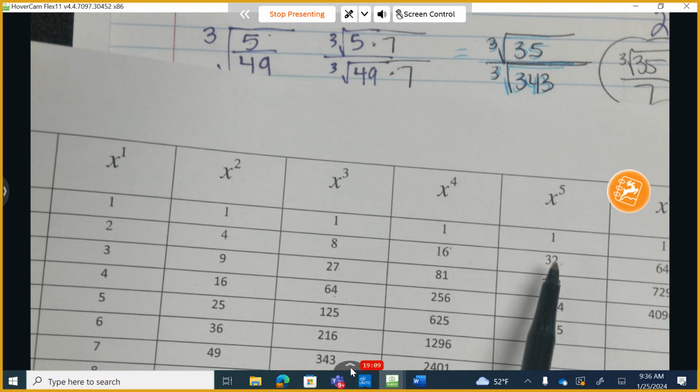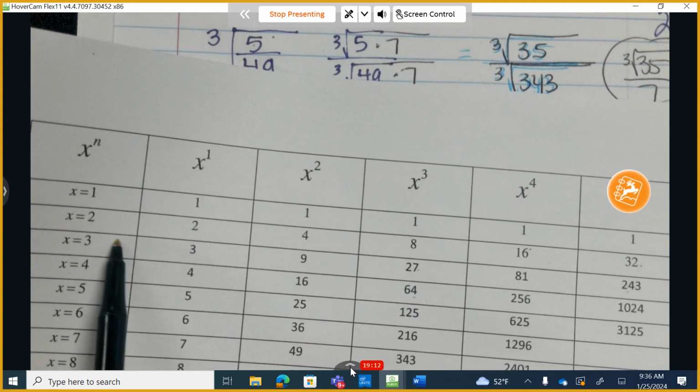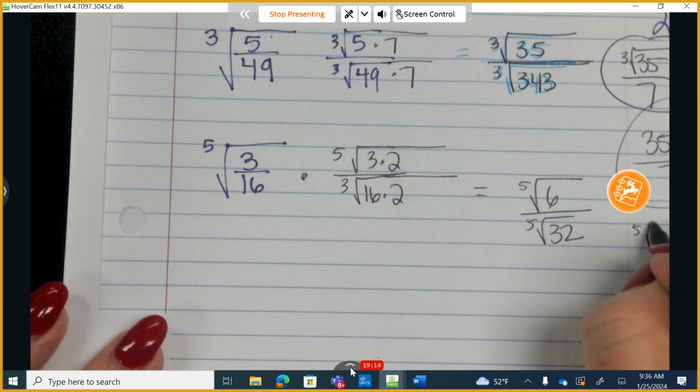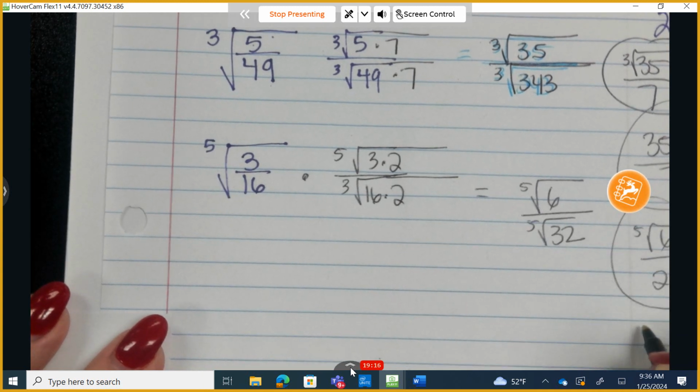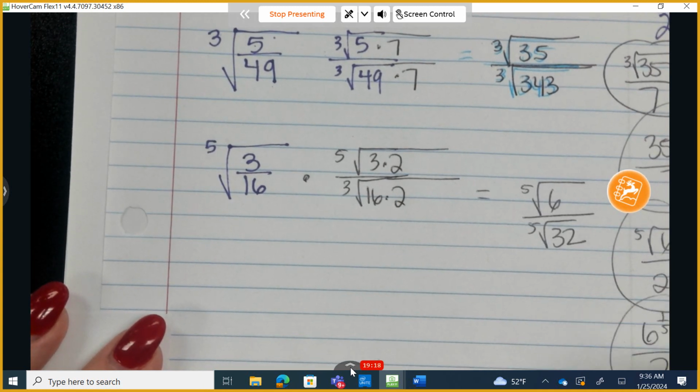Now I come back here. The 5th root of 32 is equivalent to 2. Final answer is the 5th root of 6 over 2, or 6 to the 1/5 over 2.